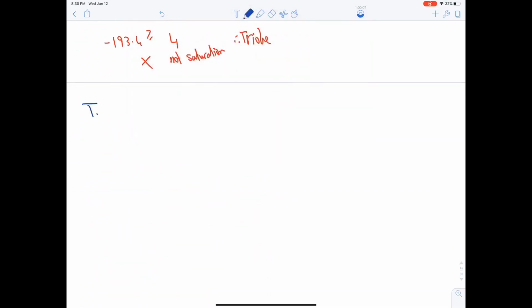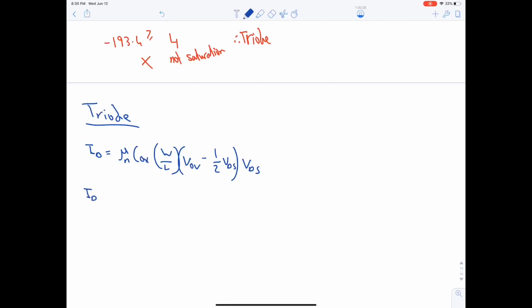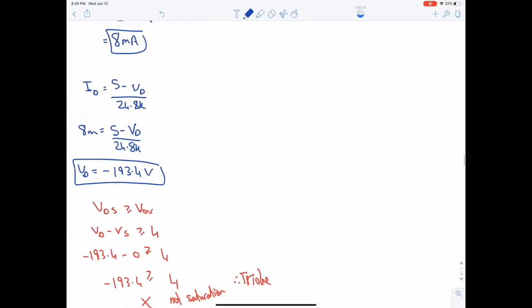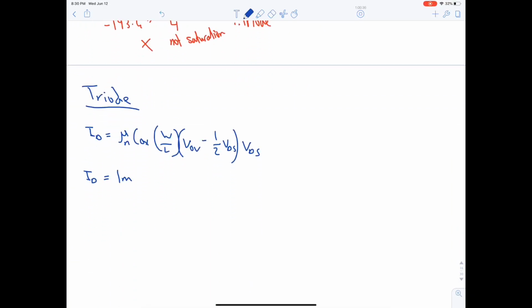In triode, ID is equal to mu n COX W over L, VOV minus half VDS multiplied by VDS. Now, ID is unknown. Mu and COX W over L is 1 milli. VOV is 4 minus half VDS multiplied by VDS. So now we have two unknowns and one equation.